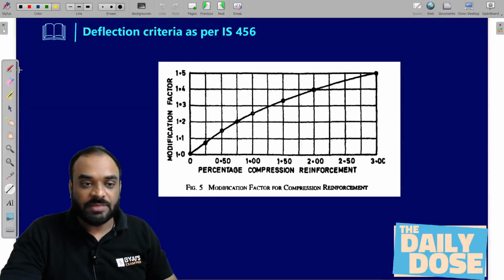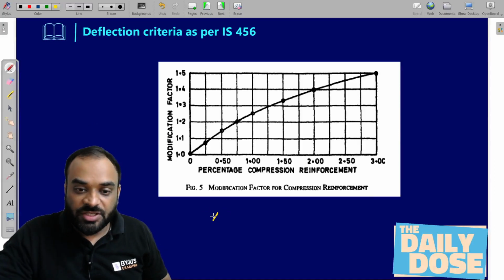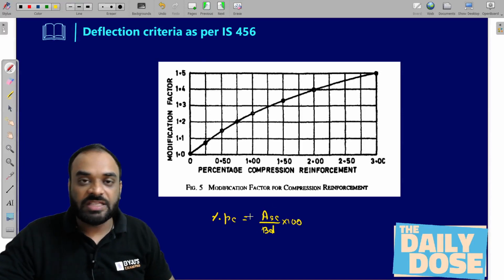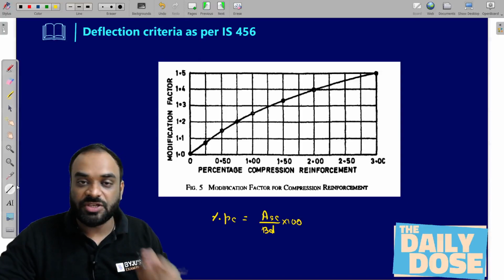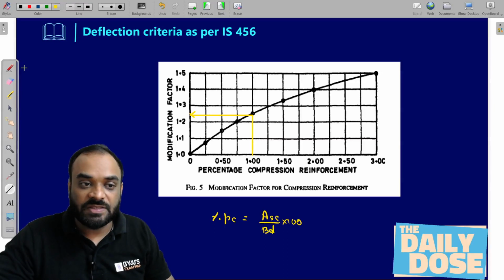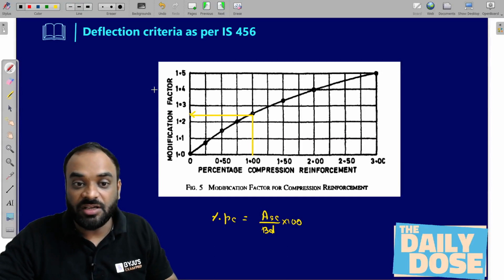Okay, let us suppose if percentage of compression reinforcement is known to us. So percentage Pc is equal to what? Asc divided by b into d and multiply by how much? 100. In this way, you can calculate the percentage compression reinforcement. Let us suppose right now it is 1%. So I will project it like this, and then you have to project on the y-axis where you will get the modification factor 2, right? So this will be our modification factor 2.